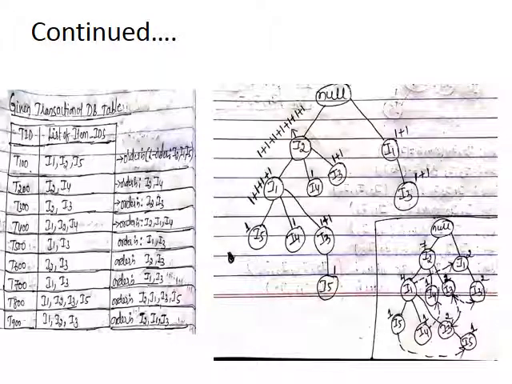Here we are given a transaction database table. That table contains two things: TID and the list of item IDs. This table contains 9 transactions, T100 to T900. Each transaction contains its own list of item IDs. We are going to construct an FP tree for this transaction database. Initially, we need to construct the root node, which is labeled as null.